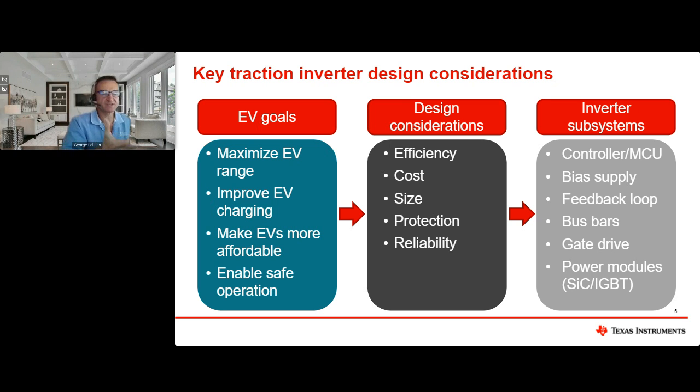So looking at the inverter subsystems, what are the critical subsystems that we need to design for? You have the microcontroller and controller that work hand in hand with the gate drivers. We have the bias supply, and they're highly integrated. The feedback loop makes sure everything is done in real time and as accurately and precisely as possible. The bus bars also affect efficiency. The gate driver itself, of course, and last but not least, the power modules, whether silicon carbide or IGBT, because these are the modules that will be dissipating current and therefore are under thermal stress.